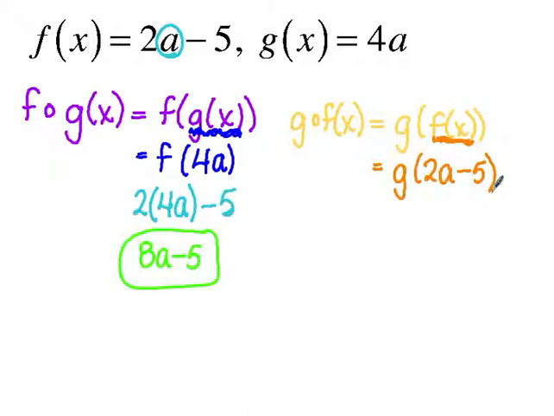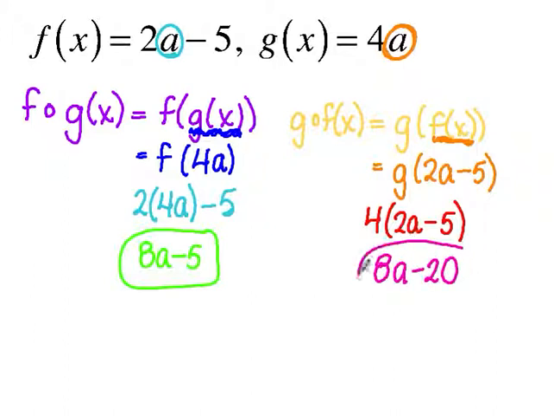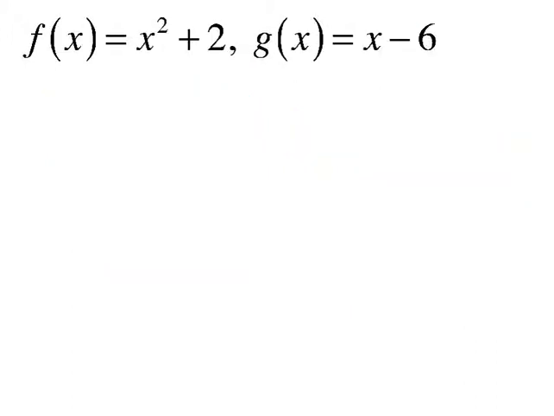So now I'm going to go to the g function, right here. And in place of x, what am I going to put? Right, so what that means is I've got my 4, parentheses, 2a minus 5. So now I need to distribute that 4, and what do you get? 8a minus 20. That is f of g of x and g of f of x. Let's look at another one, and then we'll have a story problem.